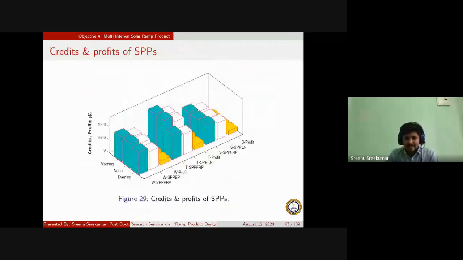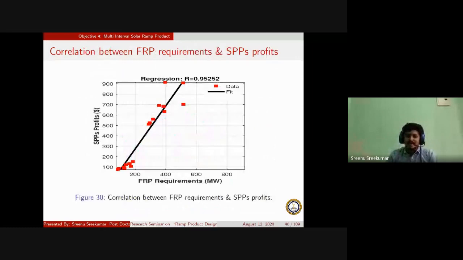And this also shows the credits and profits of the practical system. Here also we can observe that significant profits or additional revenue can be obtained by the SPPs due to FRP market participation, because FRP price is higher than energy price. So they can participate in FRP markets rather than in energy markets. Figure 30 shows the correlation between FRP requirements and SPP's profit, and a high correlation exists between SPP's profit and FRP requirements. This shows the business opportunity for SPPs, because solar power providers can participate in FRP markets so that they can obtain more profits.